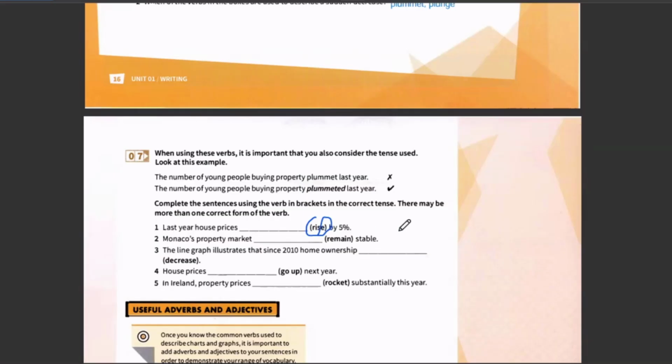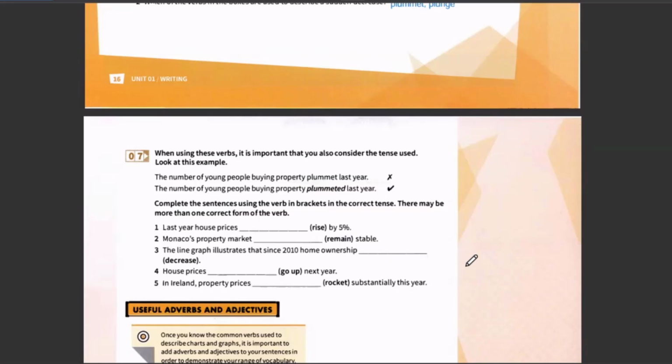The 5 sentences. Last year, house prices rose by 5%. Rose by 5%. Number 2, Monaco's property market remains stable. Very good. Remains stable or has remained stable. Both are correct. Okay? Okay, next one.